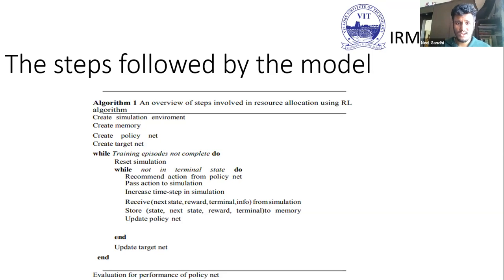So the algorithm that we have used for this purpose is: we have created a simulation environment, then we have created the memory, then we have created the policy net and the target net, then we have trained the episodes, and we have taken various bootstrap samples trained on the same memory but different weights. Then we have added some noise to it. And then we go into the while loop. Then we recommend the action from the policy net and increase the time step in simulation. As this is an infinite simulation, we have stopped at 500 or 600 epochs. Then we receive the next state, reward and terminal information from the simulation, store that information, update the policy net, update the target net, and this is how we evaluate the performance of the whole network.